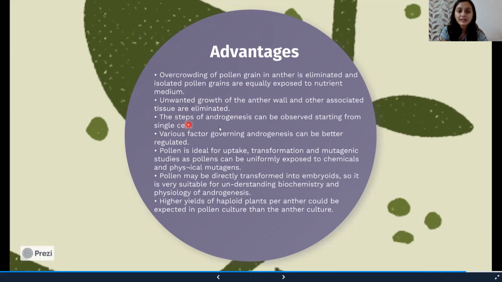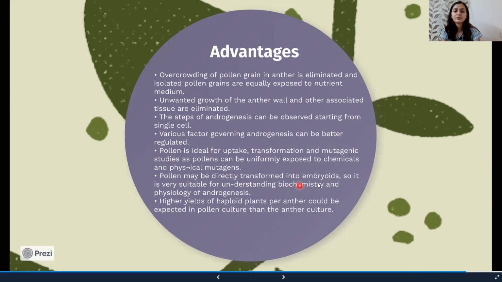Steps of androgenesis can be observed starting from a single cell. Various factors governing the androgenesis can better be regulated. Pollen is ideal for uptake, transportation, and mutagenesis study. So pollen culture is very helpful in mutagenic studies. As we discussed, androgenesis or gynogenesis contains only a single parent's chromosomes, so we can study the mutations which are caused by recessive parents.